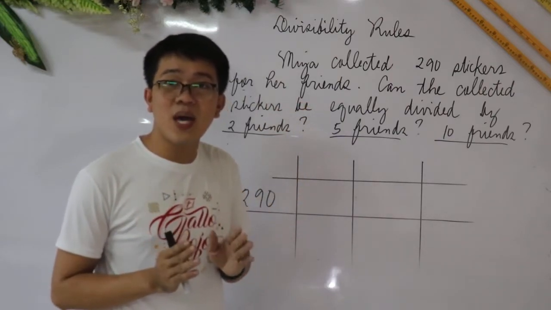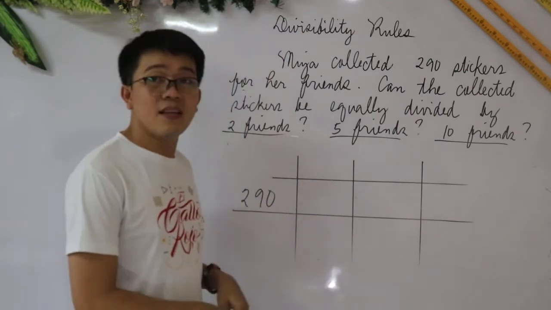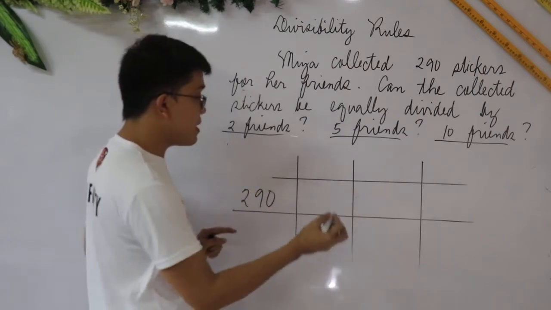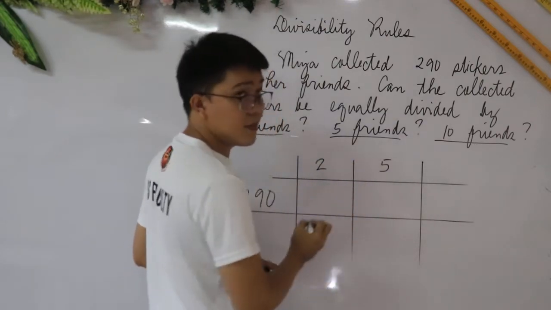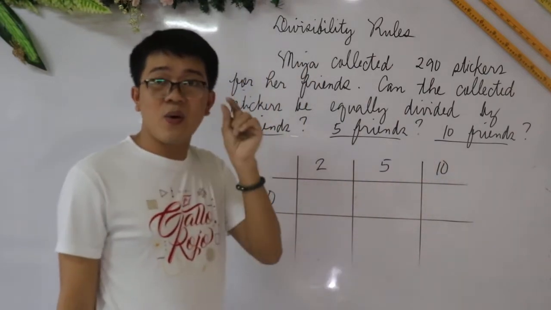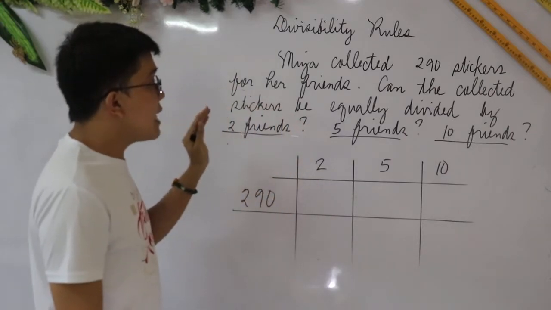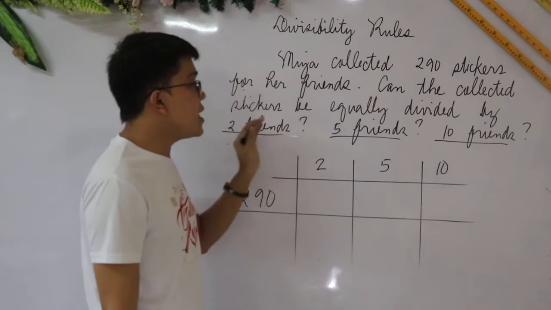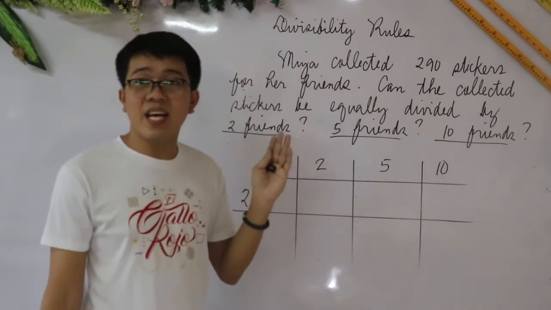So the first thing that we have to do is to make a table and then fill it with the number and then try to check if it's divisible by 2, by 5, or by 10. Because if we go back to the question earlier, it is asked here: can the collected stickers be equally divided by 2 friends, 5 friends, or 10 friends?